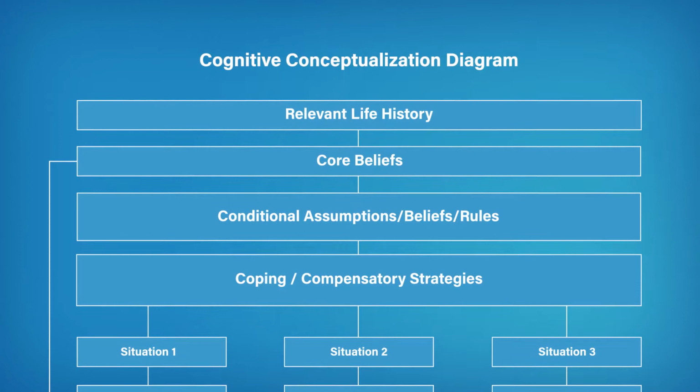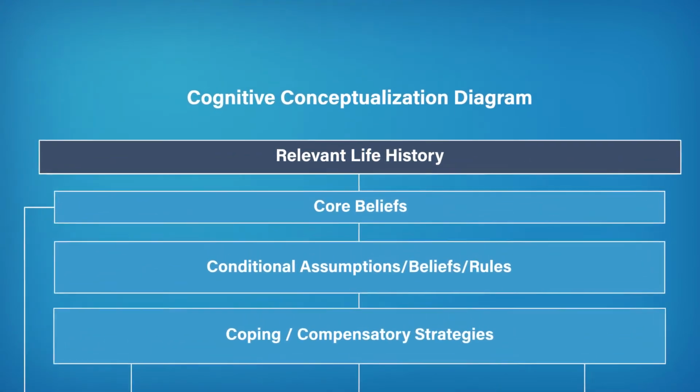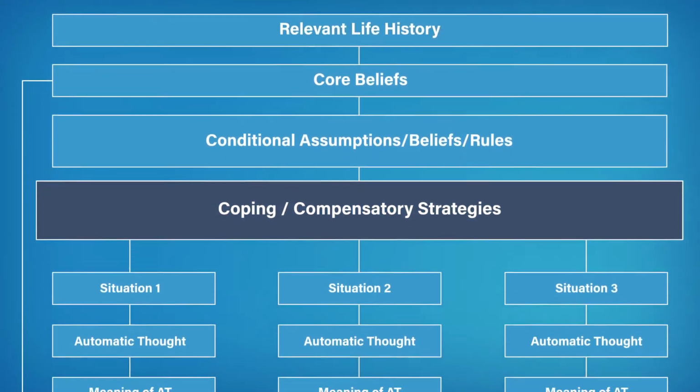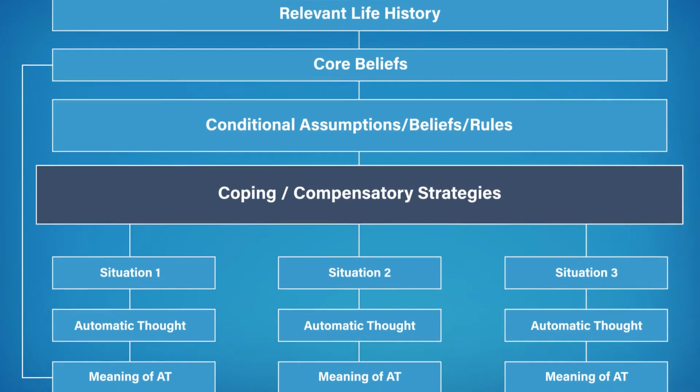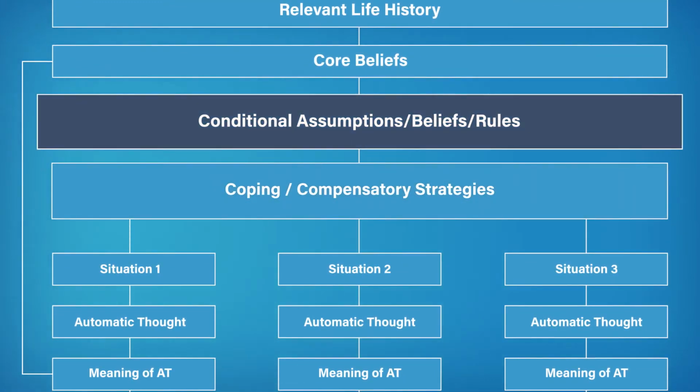The top of the diagram helps explain why clients have certain recurrent themes in their thinking, and how they typically cope with triggers and the activation of their core beliefs. Their relevant lifetime experiences help us understand why clients have certain core beliefs. The coping strategies help us understand why clients have patterns of dysfunctional behavior. The intermediate beliefs, especially when they're in the form of conditional assumptions, help us understand the connection between the core beliefs and the coping strategies.